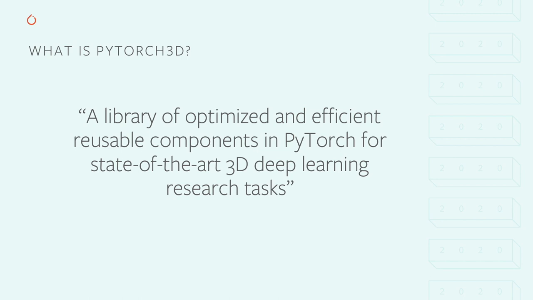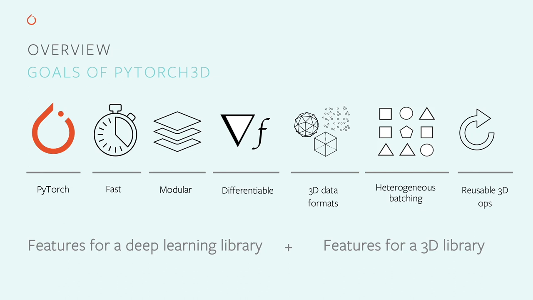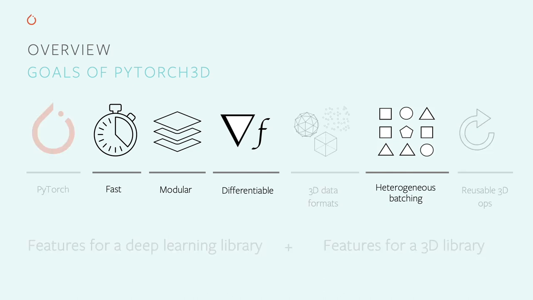Firstly, what is PyTorch3D? It's a library of reusable components for state-of-the-art 3D deep learning research tasks. The goals of PyTorch3D are to combine the features of a good deep learning library with the features needed for working with 3D data. A key focus throughout is efficiency, modularity, and differentiability. Several components have custom CUDA implementations for fast performance. In addition, most operators natively support heterogeneous batching of 3D data, such as batching meshes of different sizes.